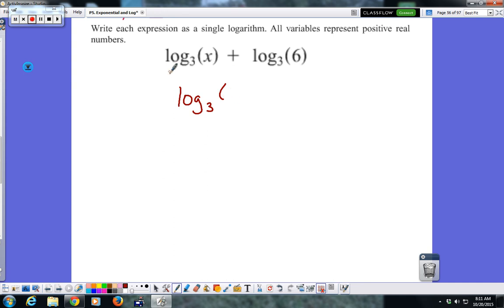To add these two things together, you would have as an answer log base 3 of 6x. Done. To add two logarithms, simply multiply the arguments.